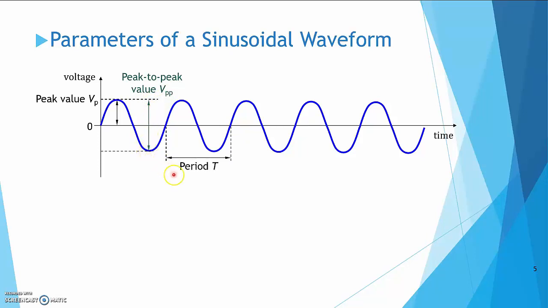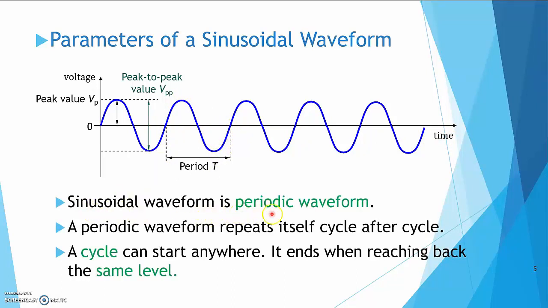The second parameter is period, represented by a capital letter T. Period is the time duration to complete one cycle. Sinusoidal waveform is a periodic waveform. It repeats itself cycle after cycle.